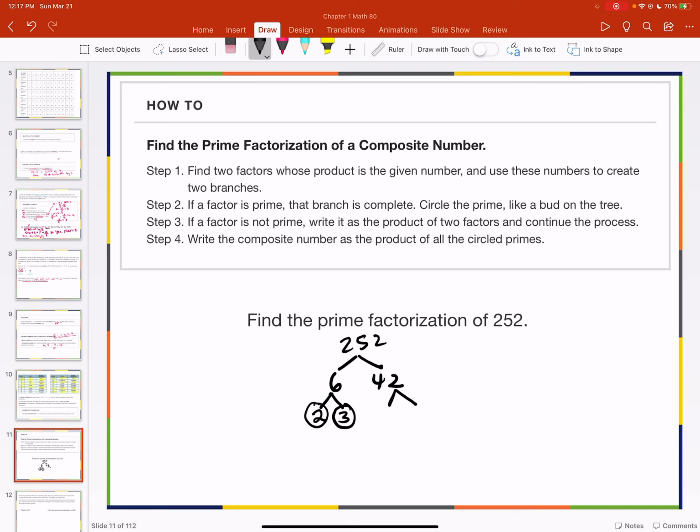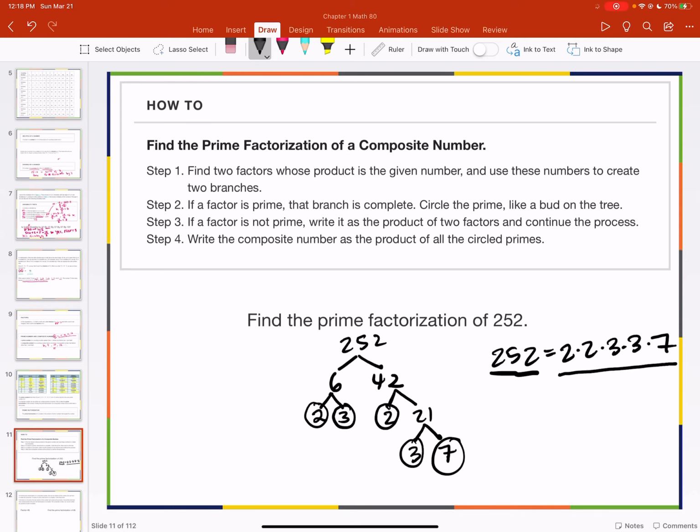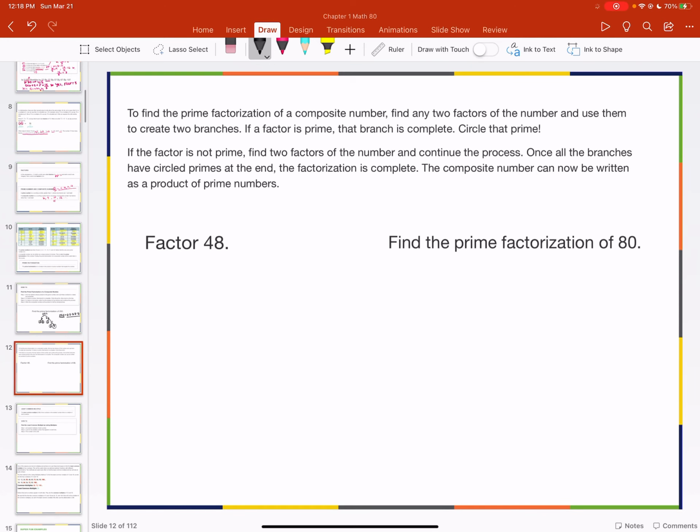We could do 2 and 21. That's fine. That's prime, so I circle it. What are the factors of 21? 3 and 7. Okay, so that's basically it. So the prime factorization of 252 is 2 times 2 times 3 times 3 times 7. Okay, so basically I've taken this number and I've split it up into primes. I've factored it into primes.